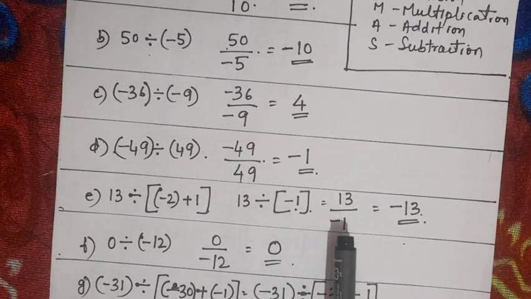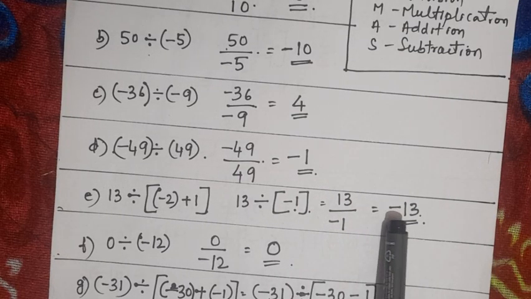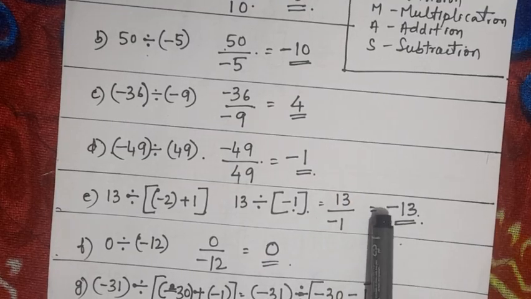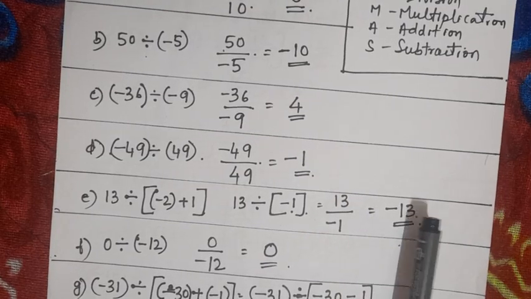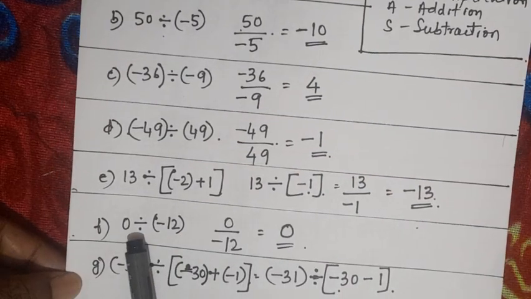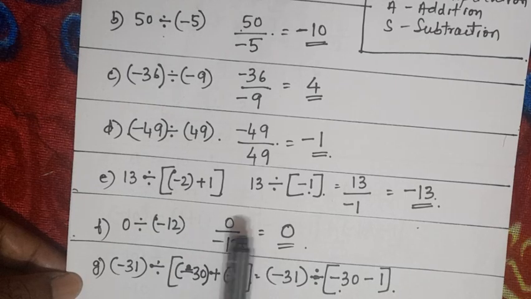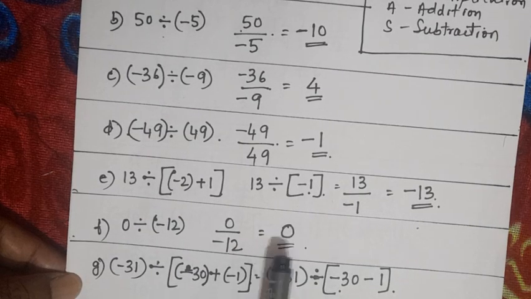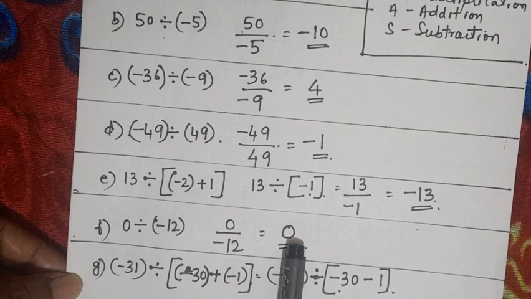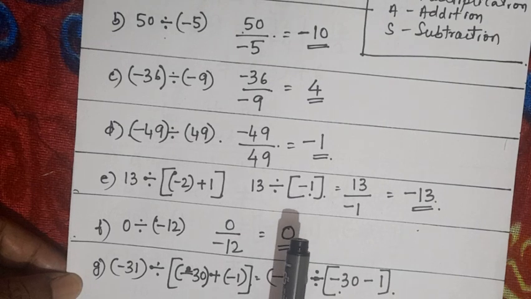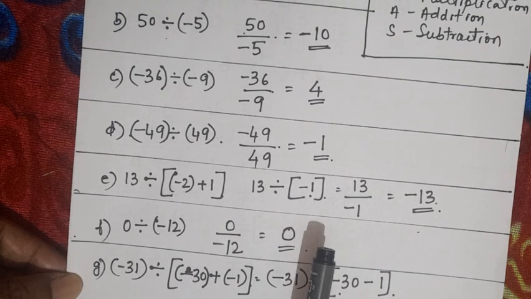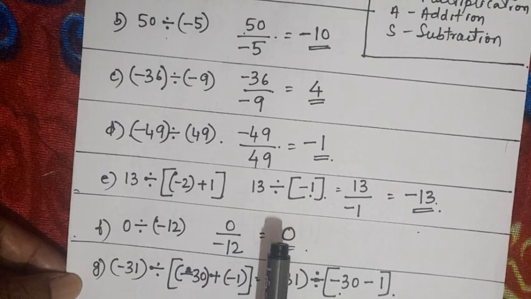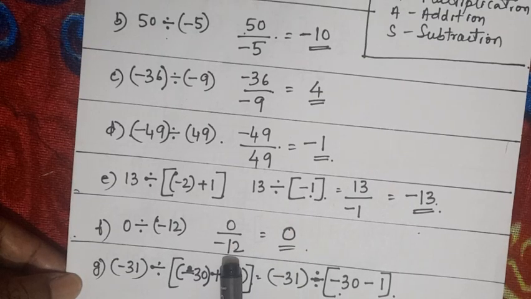13 divided by minus 1. So the answer should be in minus. Plus divided by minus is minus 13. The next question: 0 divided by minus 12. When 0 is divided by minus 12, the answer is 0, because if 0 is divided by any number, whatever the number is, the answer is 0.